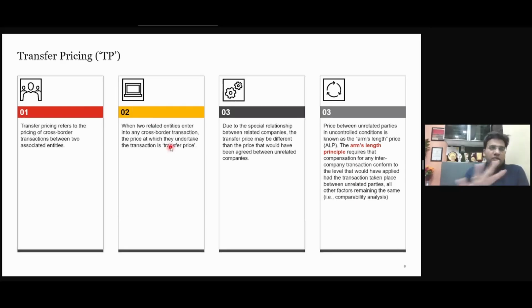So this is the broad funda of transfer pricing. We will discuss this in detail in a later section of our discussion. But yes, this in itself is a very detailed analysis, based on a lot of market factors, industry factors, and comparability analysis. So broadly, this is another pillar of international taxation that we would like to discuss.